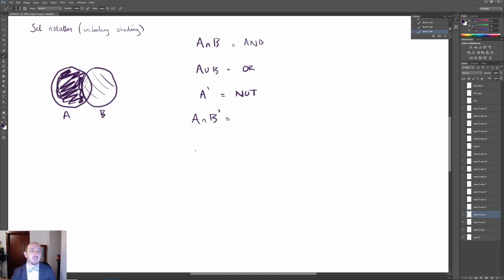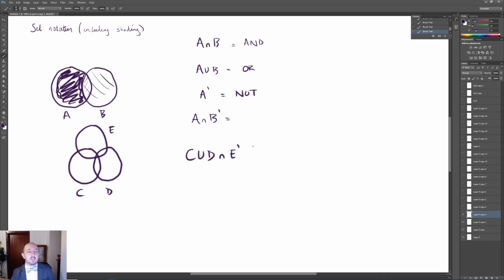Alright, so where you get these more difficult combinations, especially with the triple ones, what it's best to do is to try and shade very lightly in these. Let's say it's C and D, and we want to put a third one in here, like maybe E, and we say we want the C union D and not E. Okay, so what we would do with this is we would take this separately. C union D would be everything in here, the union of C and D, okay, all of that there, but then it cannot be in E.